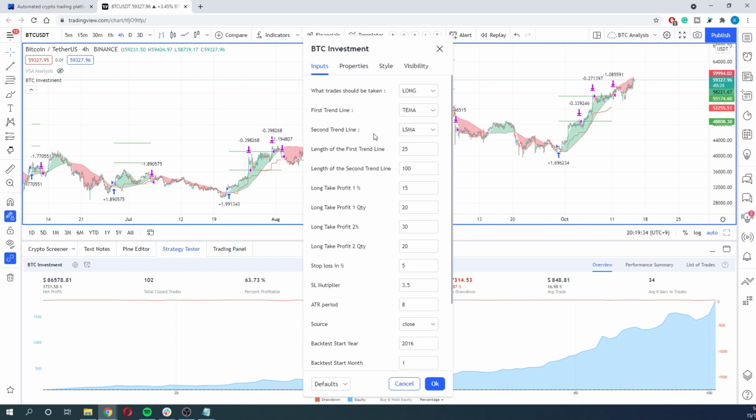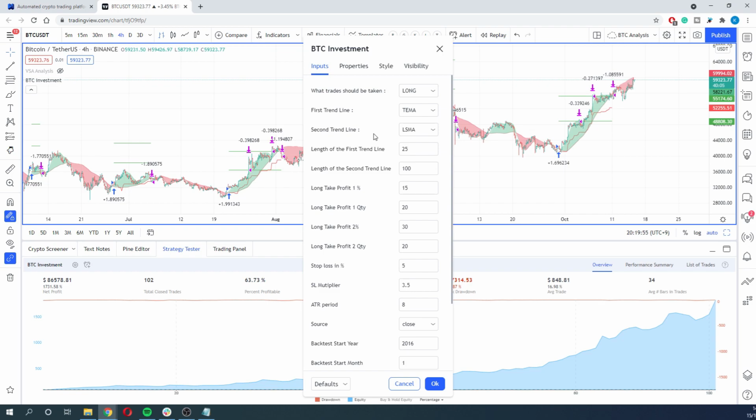The second trend line is the least square moving average, which calculates a least square regression first over the preceding time period and then projects it forward to the current period. In a sense, it calculates what the value would be if the regression line continued.